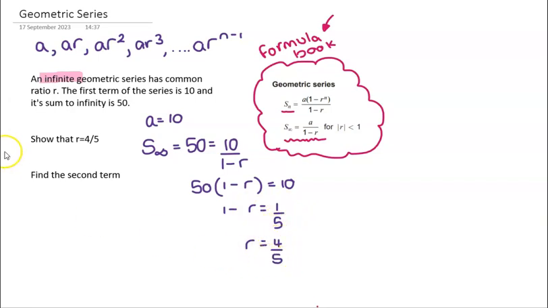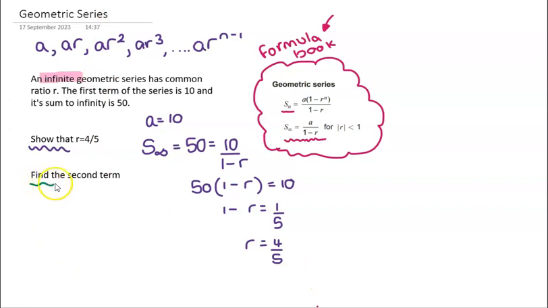Because this is a show that question, quite a few of my students just made stuff up, basically. Anyway, show that r is 4/5. Right, you have totally shown that r is 4/5 there, so we're on full marks so far.